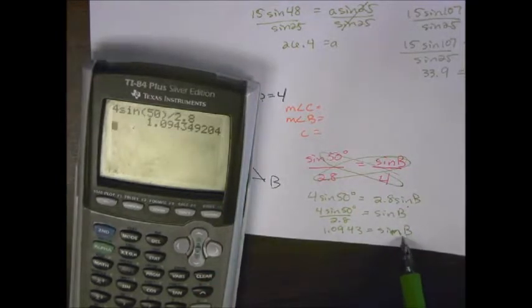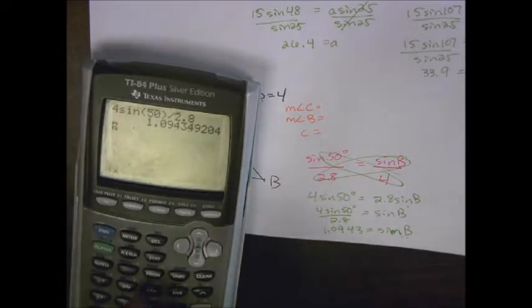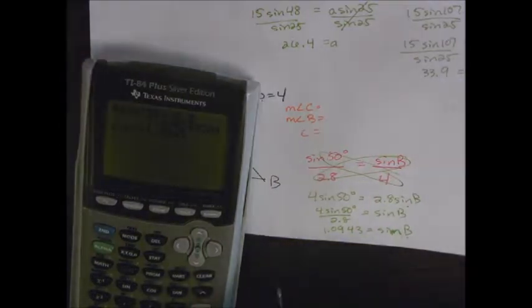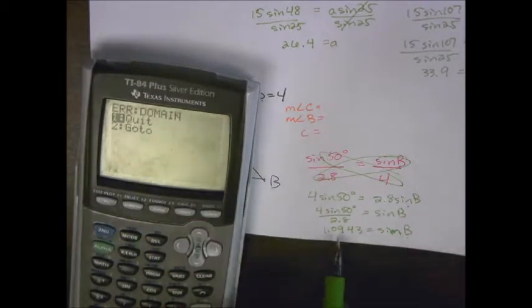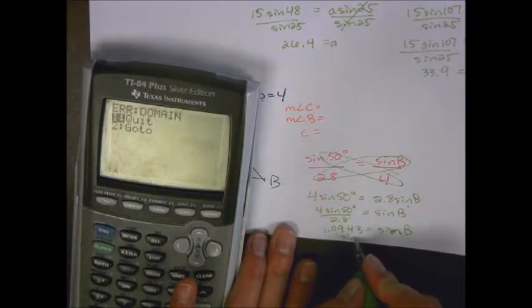4 decimals. Remember, we don't round until the end of the problem. And how do I find angle B? I use the sine inverse. So second sine of 1.0943. And I got a domain error. So notice I hit enter. Domain error, we can't take, so I'm going to write this out, sine inverse 1.0943.